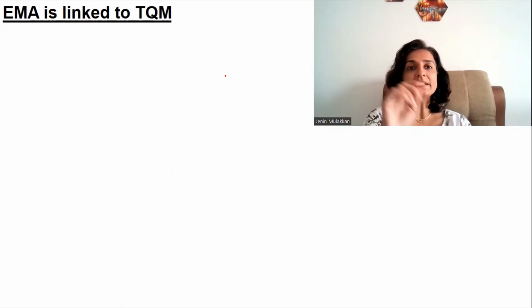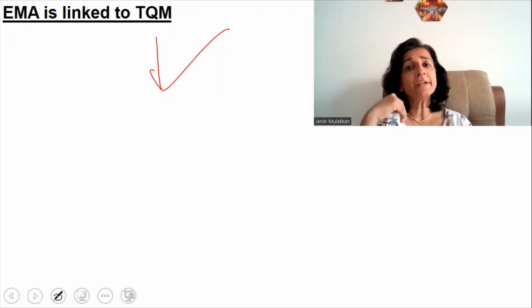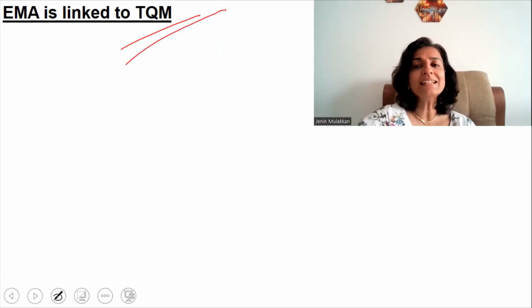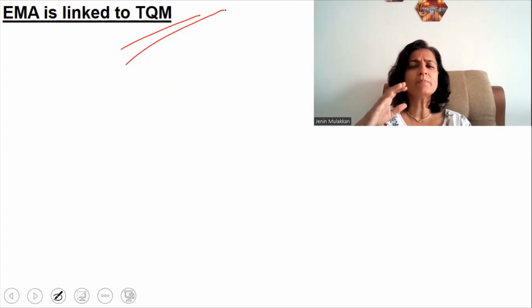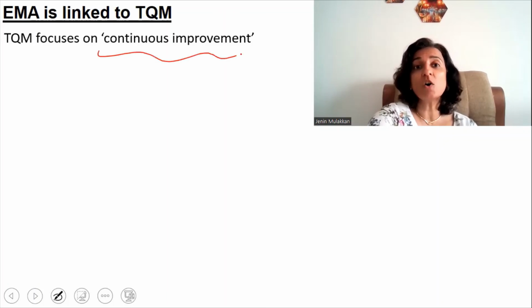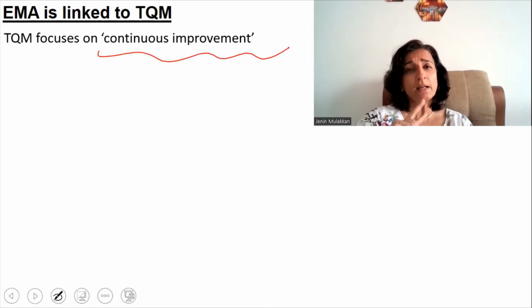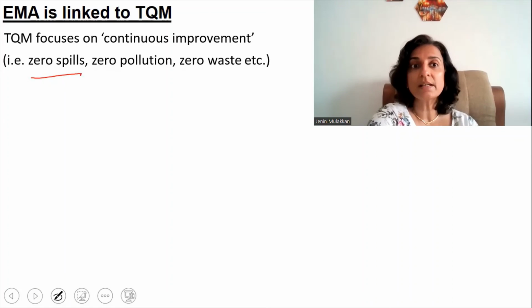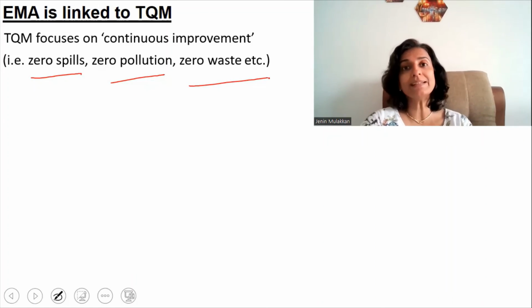Now, EMA is linked to TQM. What do you mean by TQM? Total Quality Management. Basically, TQM tries to provide the best quality product. Now, TQM always focuses on continuous improvement. Continuous improvement to get the best product as far as quality is concerned. Their ultimate target is to get 100 out of 100. That is zero spills, zero pollution, zero waste, etc. Basically, efficiency at its maximum.